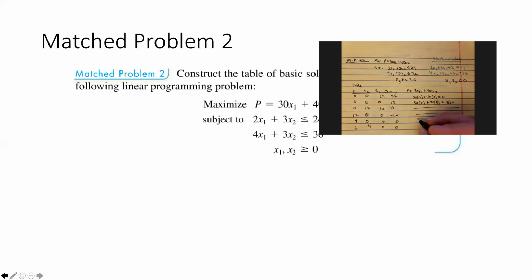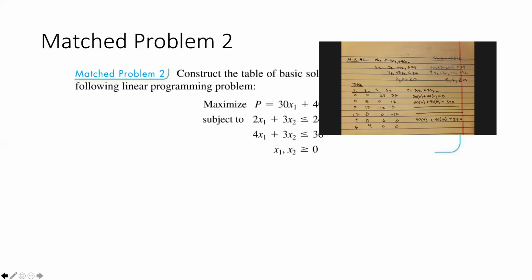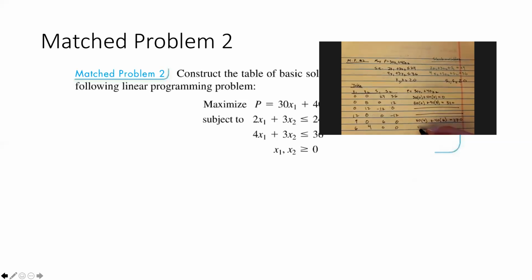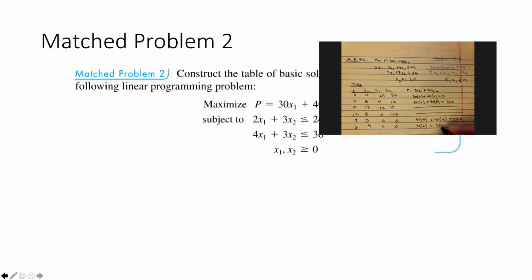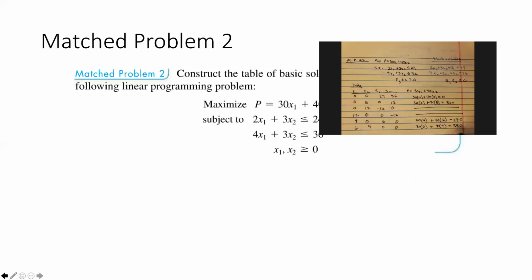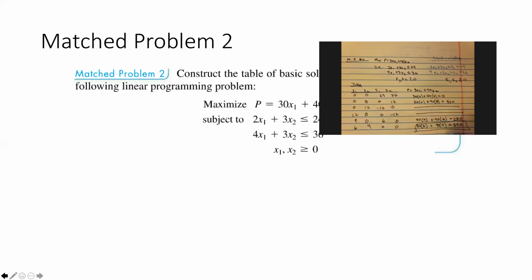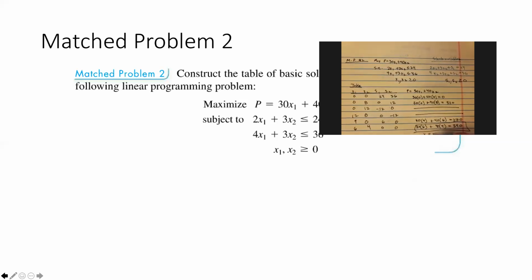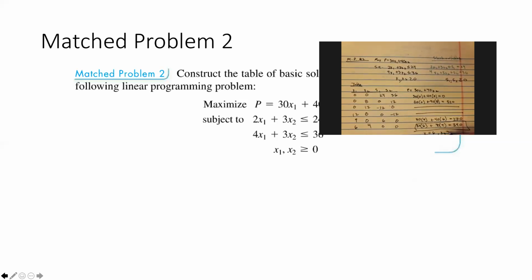Now, as the next one, we'd have 30 times 9 plus 40 times 6, which gives me 270. So far, 320 has been my largest number. So if I was operating this, I'd probably do 0 and 8. But I still got to do this 6 down here, and I have a hunch this is probably the largest amount. 30 times 6 plus 40 times 4 is equal to 340. So that is our profit maximizing value. In other words, we want to have x1 be 6, x2 be 4.